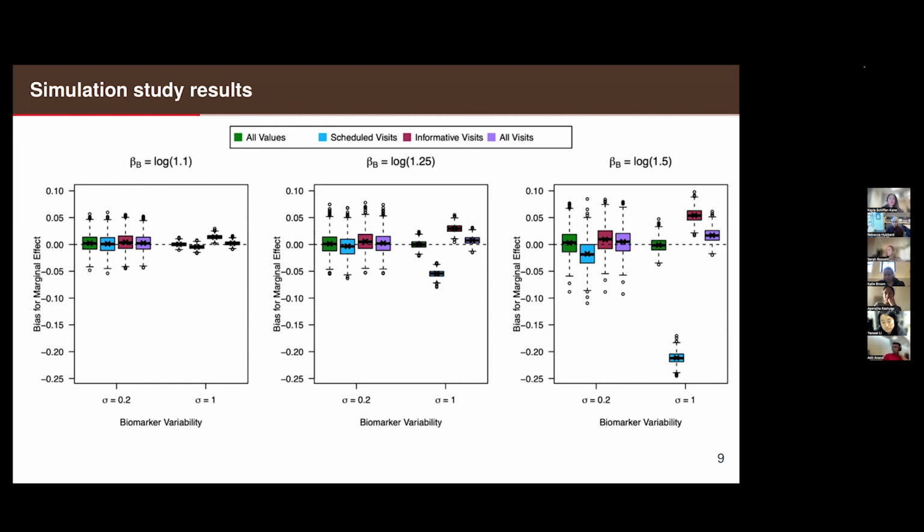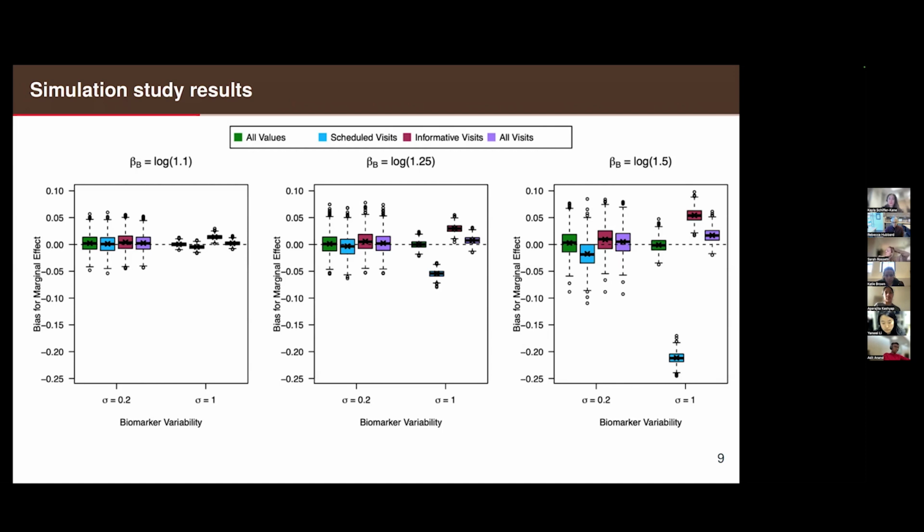If we only use the informative visits, we're going to see positive bias. So in this case, this looks like bias away from the null. In fact, it's positive bias regardless of which direction the true effect was. And if we look at all the visits where we put together the informative and non-informative visits, we get something that's in between the two.